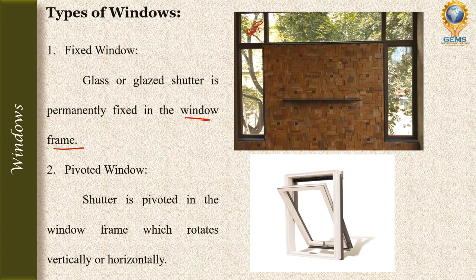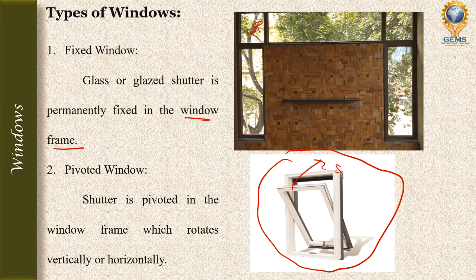Second one is pivoted window. This pivoted window looks like this, so that we can move the window shutter frame. This shutter frame we can move in both directions, that is vertically or horizontally. For our convenience we can move it to admit the light or to admit the air. So that is pivoted window.